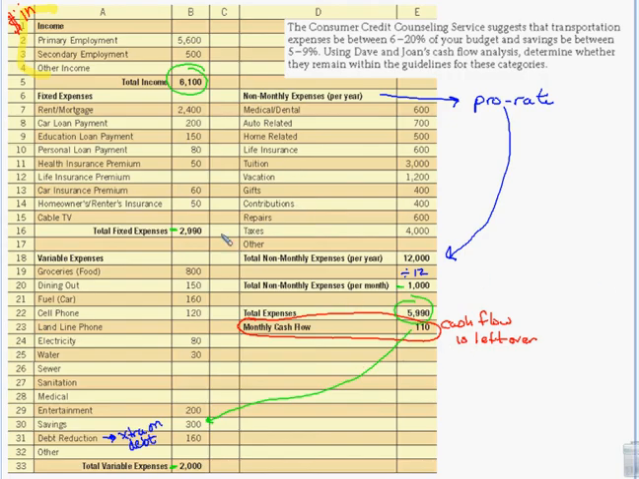Now, your monthly budget could look like this. This could be your monthly budget every month. And then these amounts might change over time. But this is how you look at their cash flow analysis. And then things like, they've got in here entertainment, medical, sanitation, sewer, whatever.